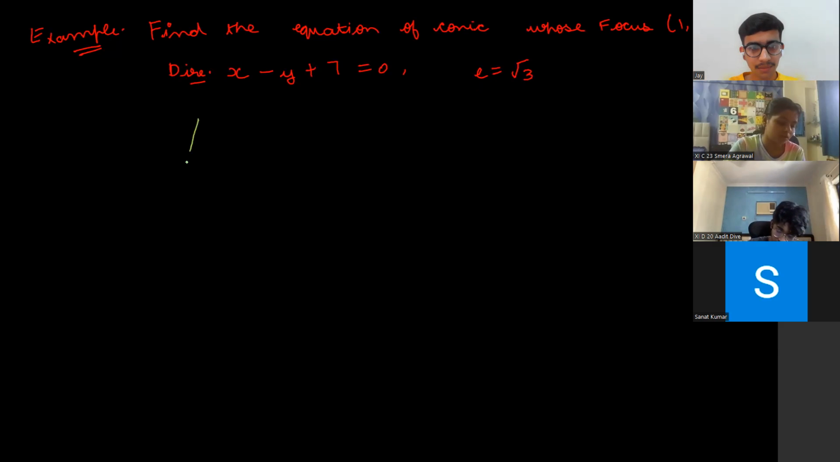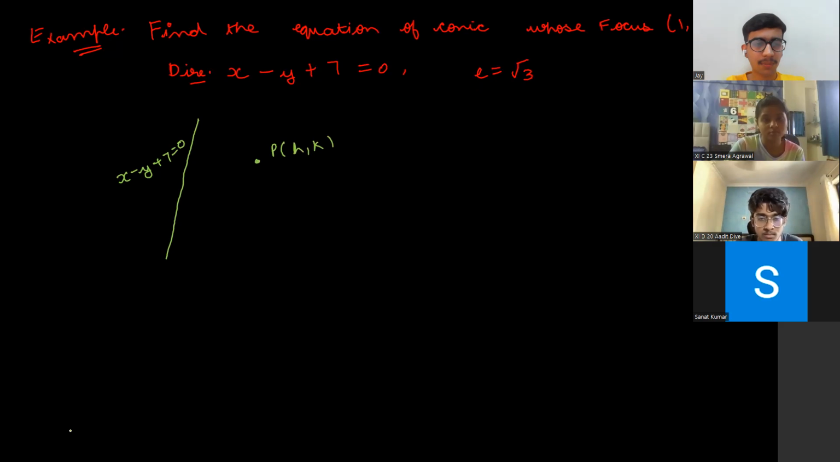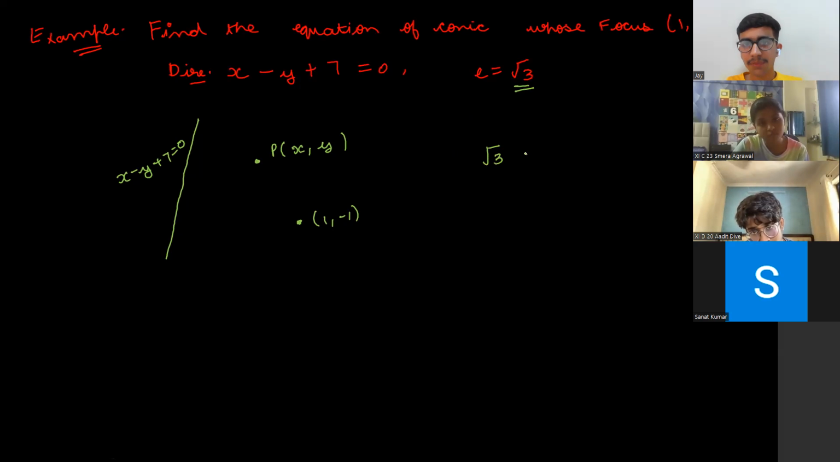So again, now the fixed line की values दे रखी है. It is x minus y plus 7 equal to 0. Let's say कोई भी एक random point है. That point is h, k. और let's say उसको x, y ले लो. So that random point is x, y, and we have a fixed point, which is the focus. So focus का जो point है, that is 1, -1. ठीक है? What I said is distance from the fixed point to the distance from the fixed line is a constant, and that constant is given as square root of 3. So square root of 3 is equal to distance of this point from the focus.